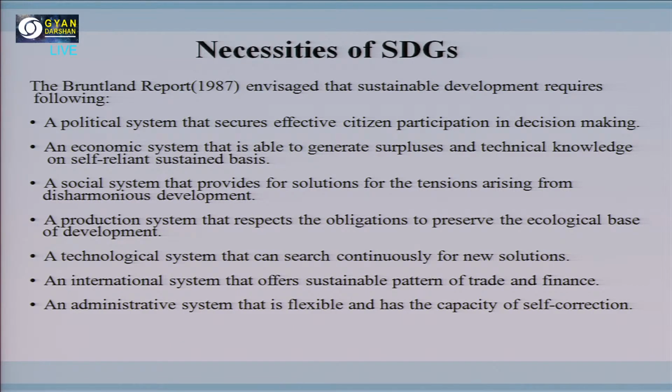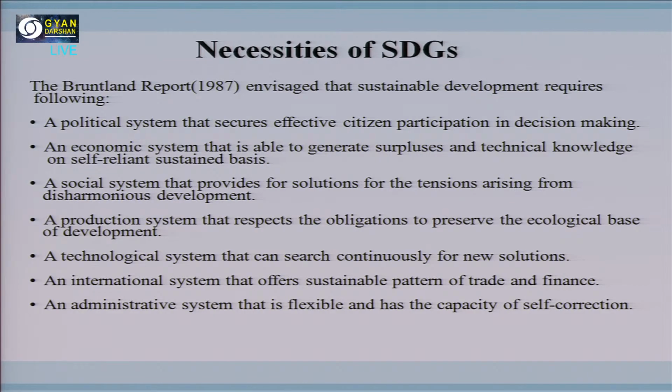That is one angle: the production system should be eco-friendly and ecological. It must promote ecology rather than destroy the ecological system. Then the technological system must continuously provide new solutions, because if you don't innovate and promote technological development, then the economy will stagnate. So in every sphere there is a need for technological improvement.